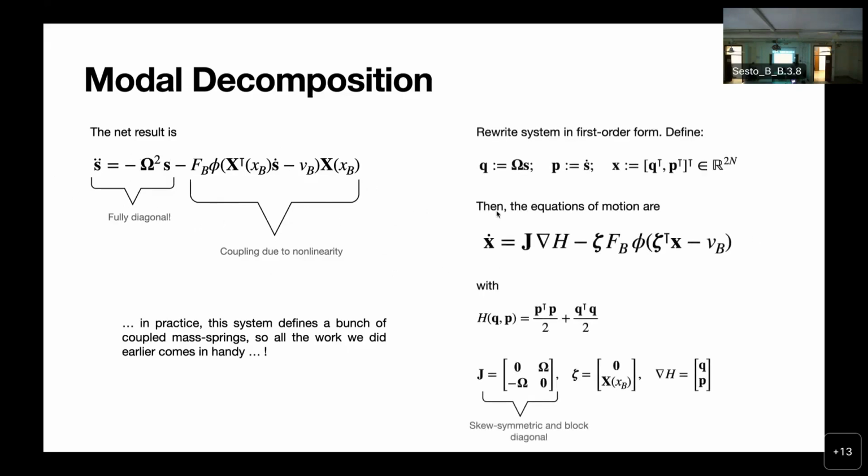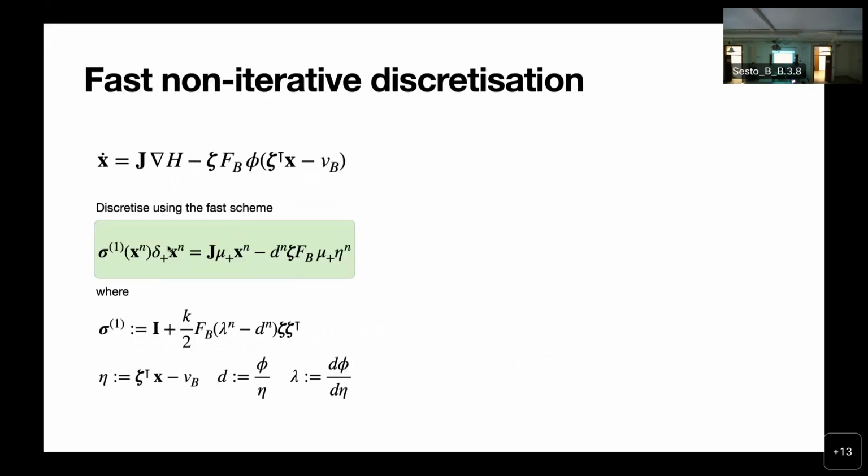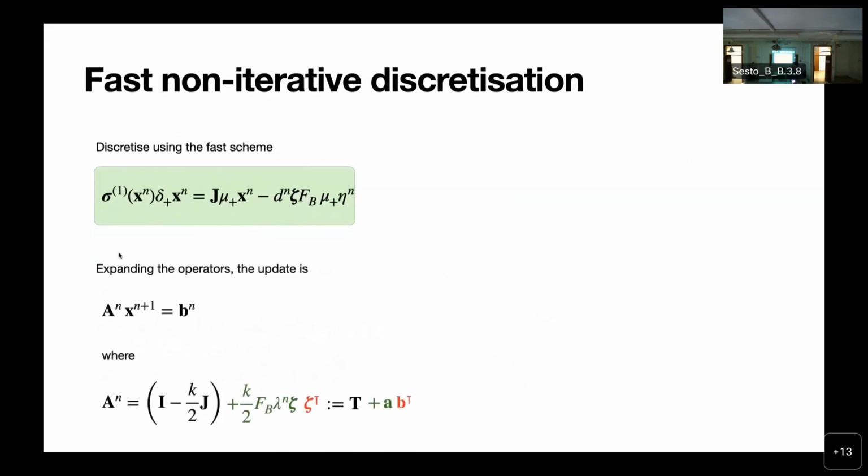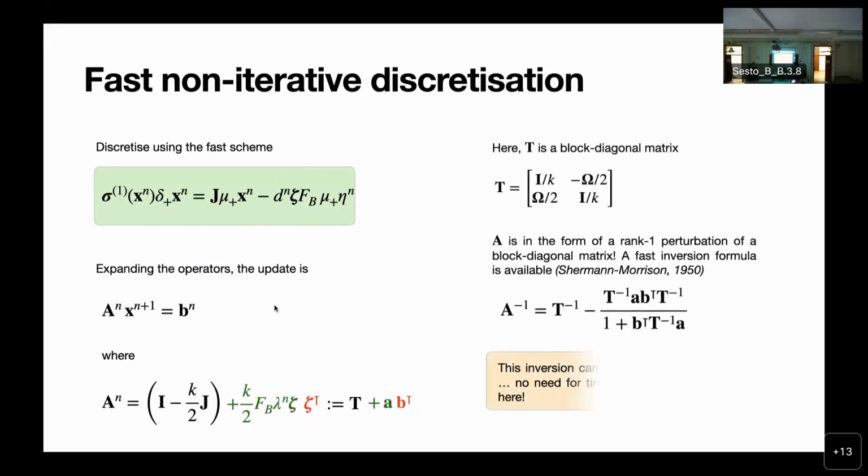So again, you can use the same trick and write the system in first order form, and have an antisymmetric matrix and a gradient of the energy which is just equal to the state vector. And you can use the fast non-iterative scheme in order to integrate the equations of motion. And again, you can expand out the operators, and you see that the update equation is now in the form of a very easy linear system, for which, by the way, there is a very fast inversion formula. So you don't need to run Gaussian elimination, you don't need to run any expensive solver for the linear system. You can do this system in n operations. So it is really fast.